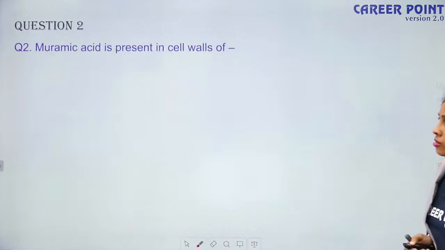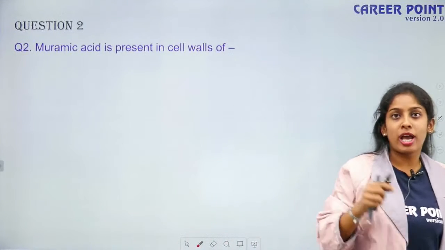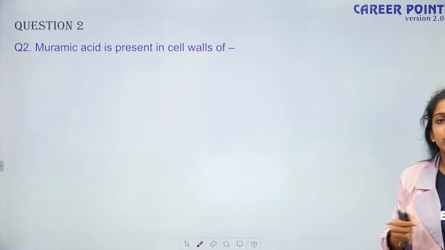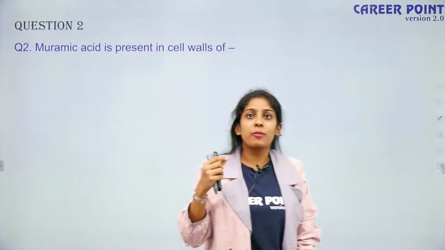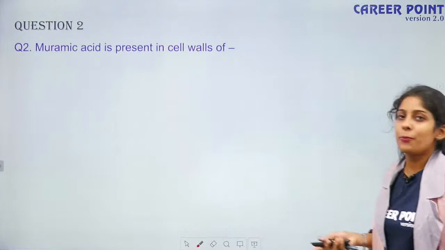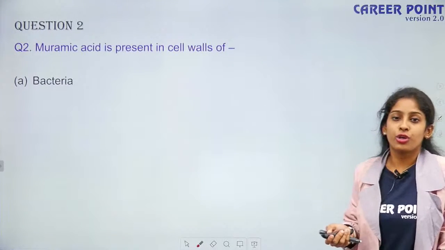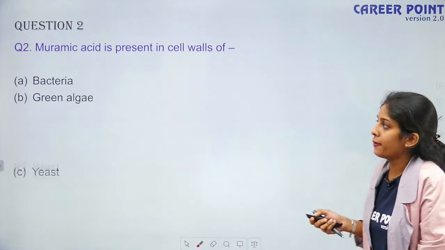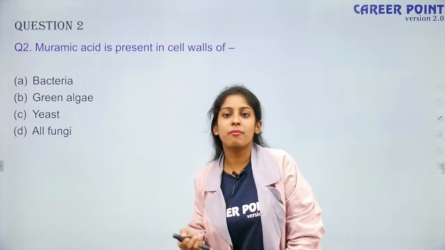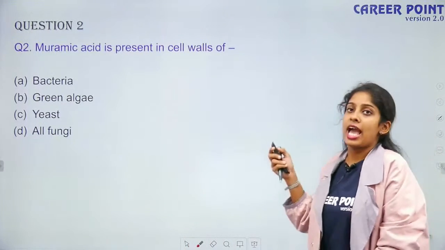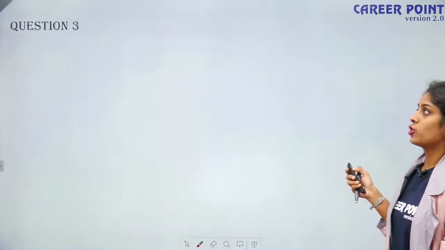Fine. So we spoke about kingdom Monera in lecture 2. Then question 2. Muramic acid is present in the cell walls of. So let me tell you what muramic acid is. Muramic acid is an amino acid sugar. It is naturally present as N-acetyl muramic acid, and it is present in your peptidoglycan cell wall. So it is a component of your cell wall. So you should know which type of cell wall contains muramic acid, whether it is bacteria, green algae, yeast or fungi. Yes, as Priyanka says, the answer is bacteria because bacterial cell walls are made up of peptidoglycans, and one of the components of peptidoglycan is muramic acid. So that is option A.